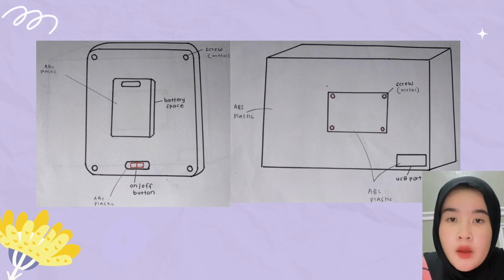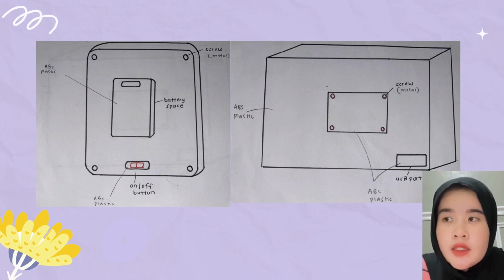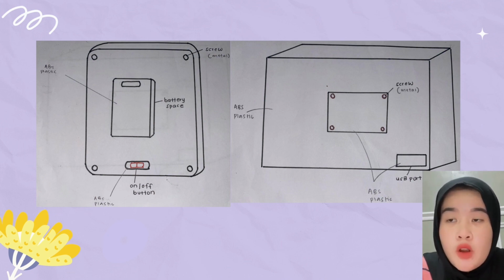I want to talk about the connections between parts. First, the remote and oscilloscope body are connected with screws. Second, the remote oscilloscope uses a battery. Third, the oscilloscope uses a power cord to turn on. Fourth, the body of the oscilloscope is connected with screws.